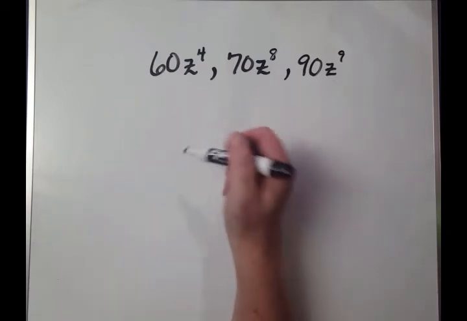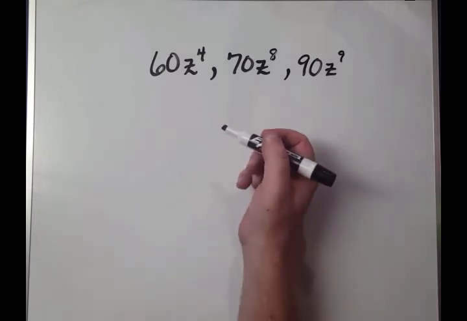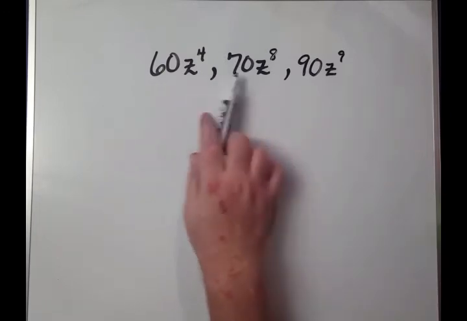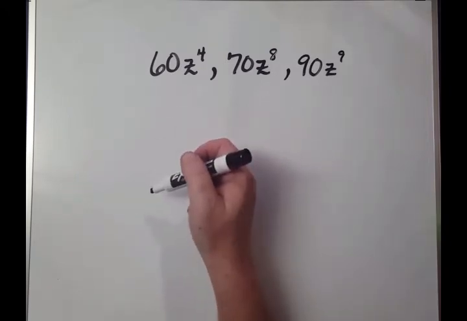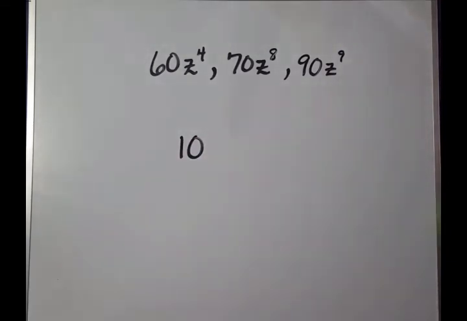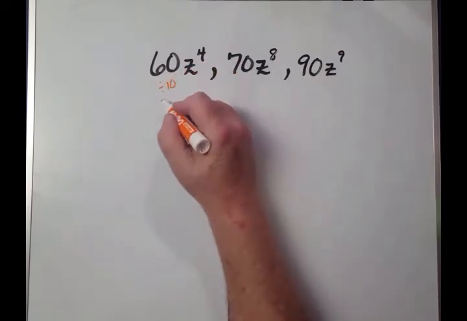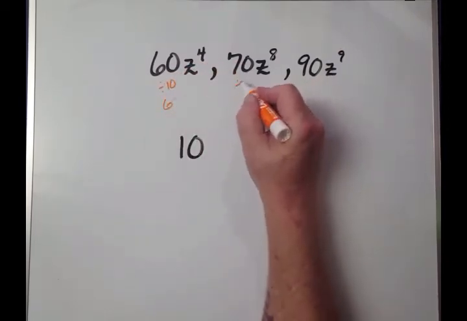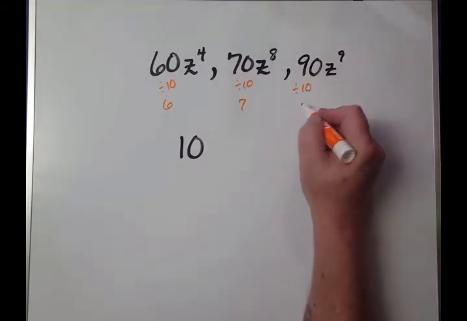Can you determine the greatest common factor among those 3 coefficients? What is the biggest number that will divide evenly into 60, 70, and 90? Well, it's the obvious one. It's the one jumping out at you. It's the 10. And think about that. If I were to divide each of these by 10, it would leave me 6, 7, and 9.